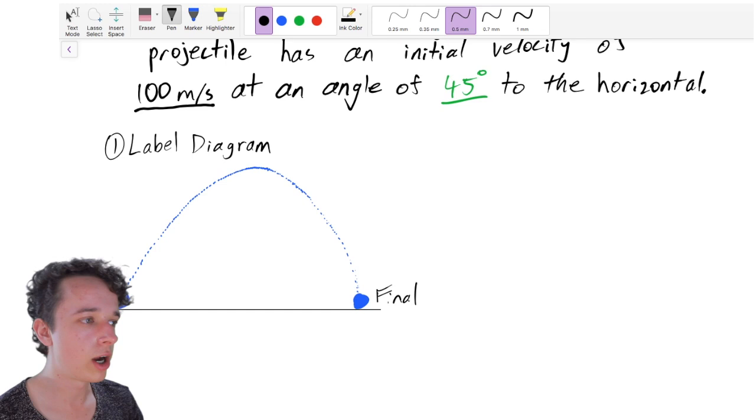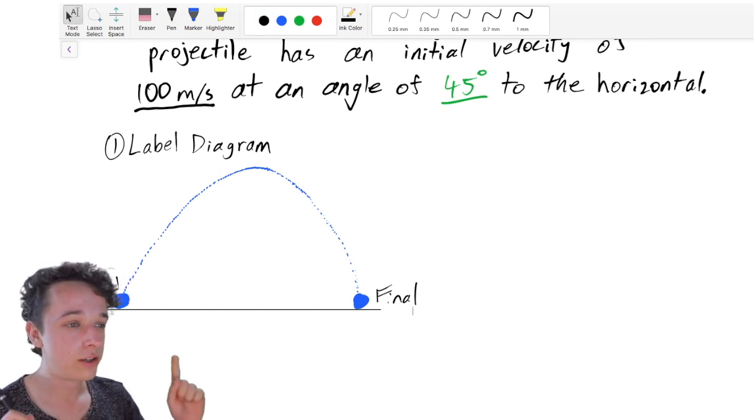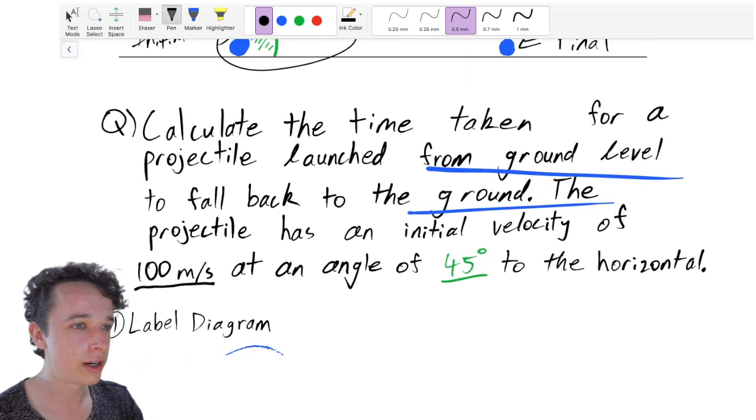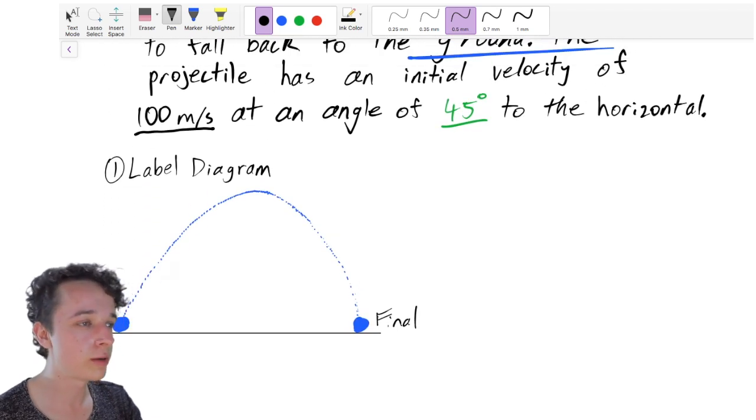So you might be thinking, why do I have to label the initial position and the final position? You have to do this because I guarantee you at some point, if you don't do this, you will screw up the question. I learned that the hard way a variety of times. So the initial position is here and the final position is here.